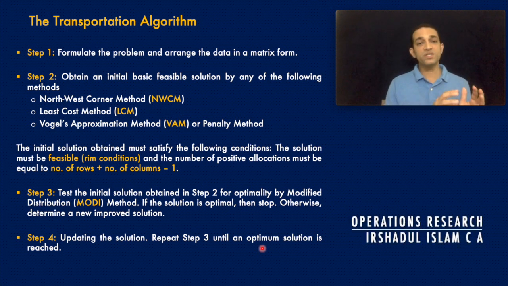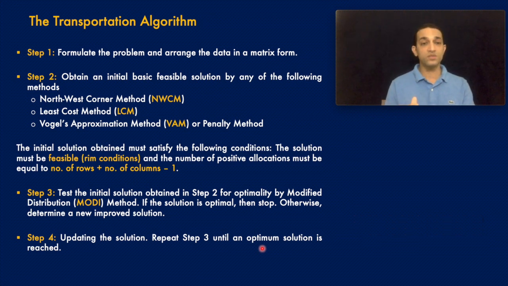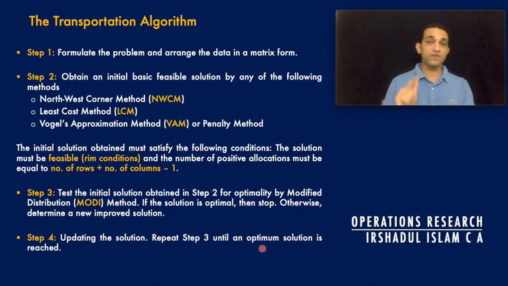This initial solution obtained must satisfy the following conditions. The solution must be feasible, that is the rim condition, first thing, and the number of positive allocations must be equal to number of rows plus number of columns minus 1. Step 3, test the initial solution obtained in step 2 for optimality by modified distribution method. If the solution is optimal, then stop, otherwise determine a new improved solution. Step 4, updating the solution. Repeat step 3 until an optimum solution is reached.